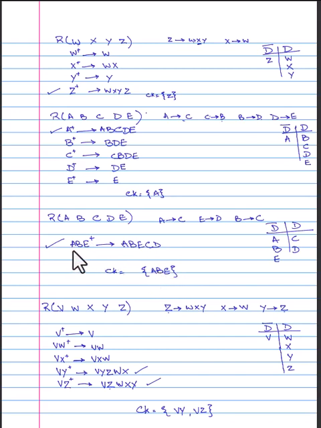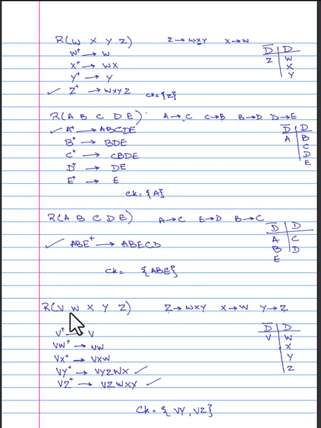For example, if we take the closure of all single attributes, then composite attributes of 2 attributes, then 3 attributes, 4 attributes, 5. So this is the minimum size composite attribute which identifies all the other attributes.